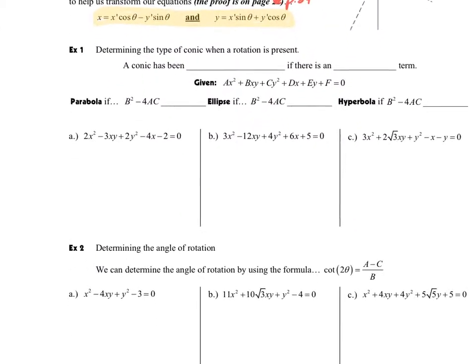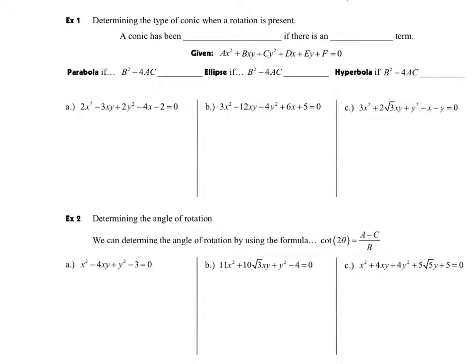Now, what does it look like when an equation or a conic has been rotated? How would we even know that that happens? Well, a conic has been rotated if, when we look at the equation, we find an XY term. So as we scan along an equation from left to right, if we find an XY term, then we know that that conic is going to be more easily graphed on a rotated axis.